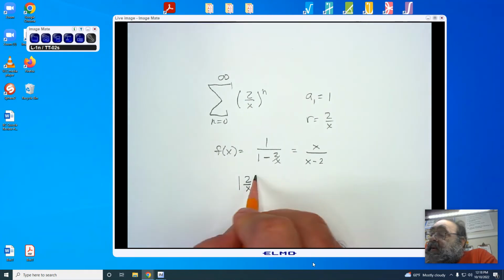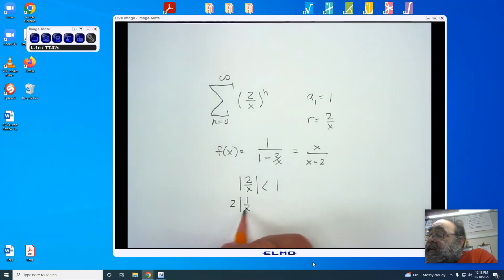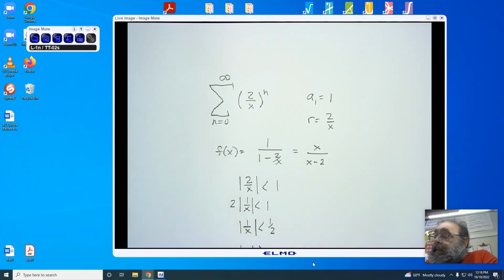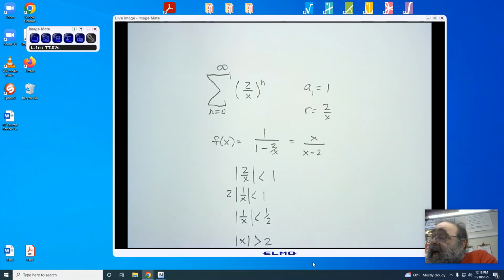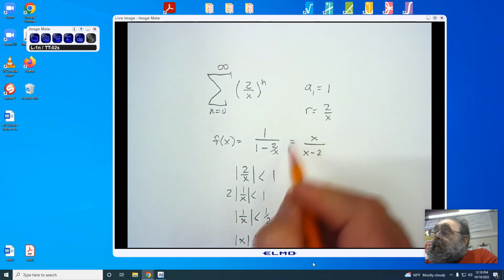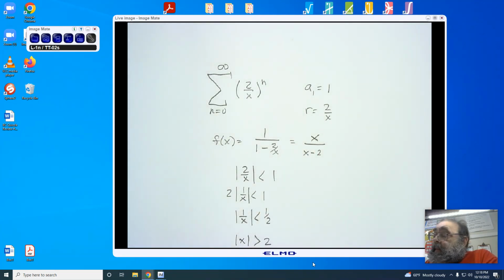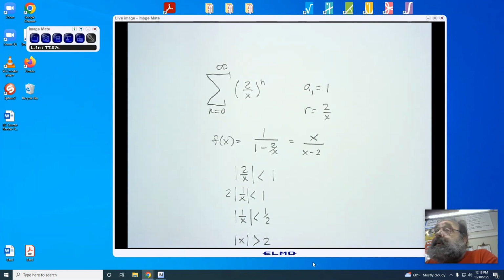2 divided by x is less than 1. Factor out the 2. 1 over x, less than 1. Divide both sides by 2, 1 over x, less than 1/2. And now I take the reciprocal on both sides, and I flip my inequality. This means that as long as my values of x are greater than 2 or are less than negative 2, we will have a converging value. So here is my interval of convergence right there.